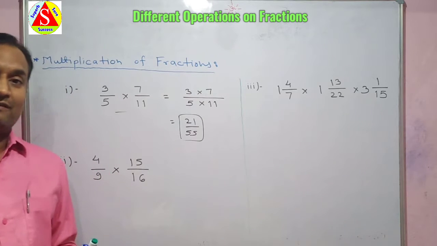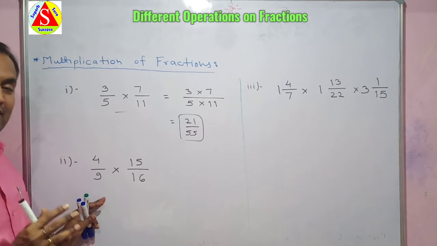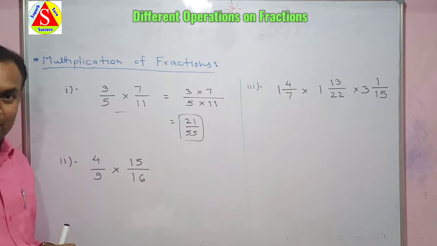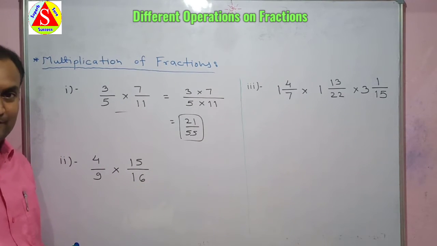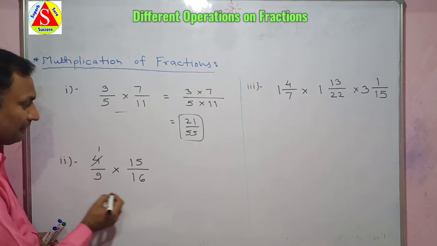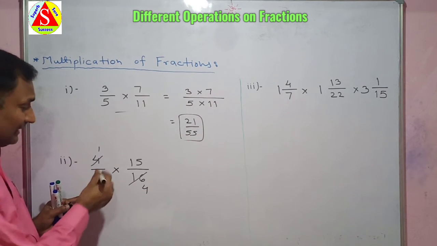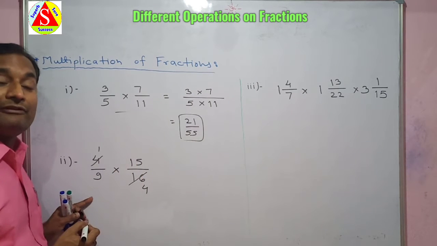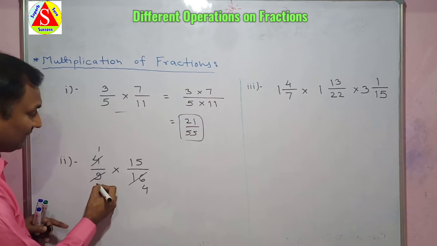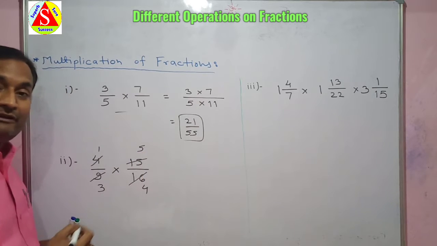Okay, so let's solve the next question. So here again we are having two terms, but dear students, in this question we can cut the terms. We can again simplify the terms. So here we can cut this 16 by 4. So 4 1s are 4 and 4 4s are 16. Similarly we can cut 9 and 15 by the common term, that is 3. So 3 3s are 9 and 3 5s are 15.